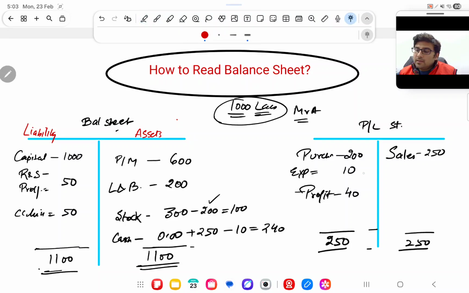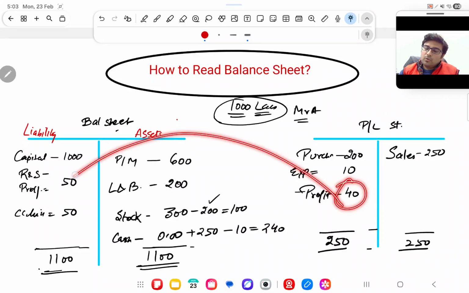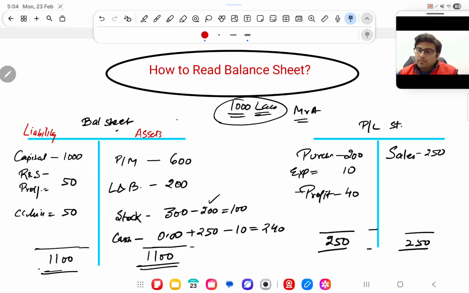Now the company has earned a profit of 40 lakhs. So this profit will go to whom? This will go to the promoters. So already they were having profits of 50. This will be added with another 40 that they have earned. Okay. So now let us total both the sides. It will come as 1140 on both sides.